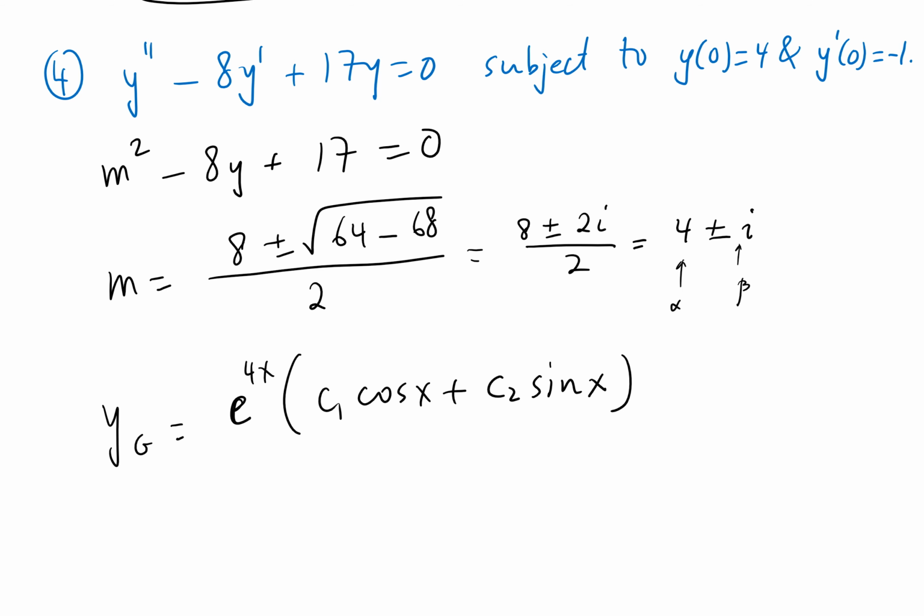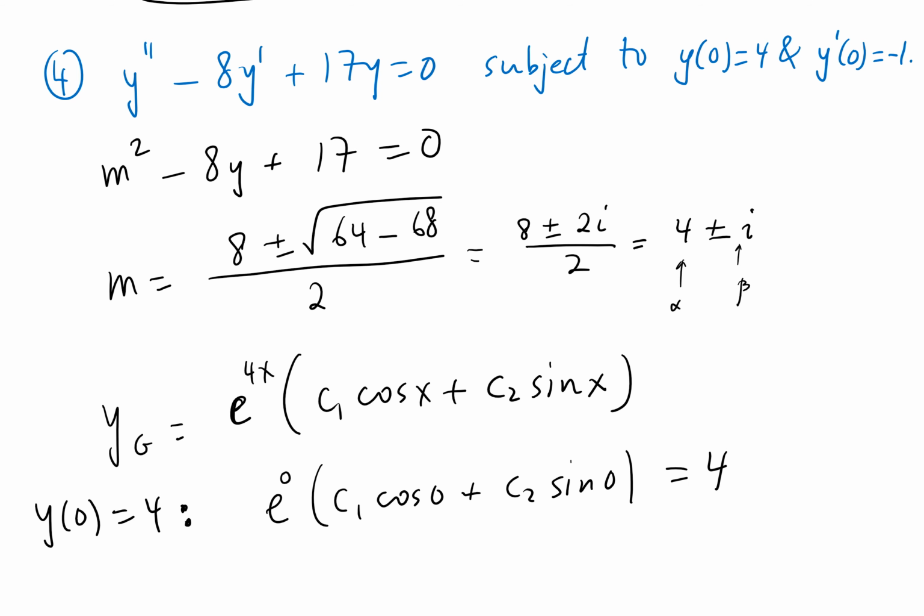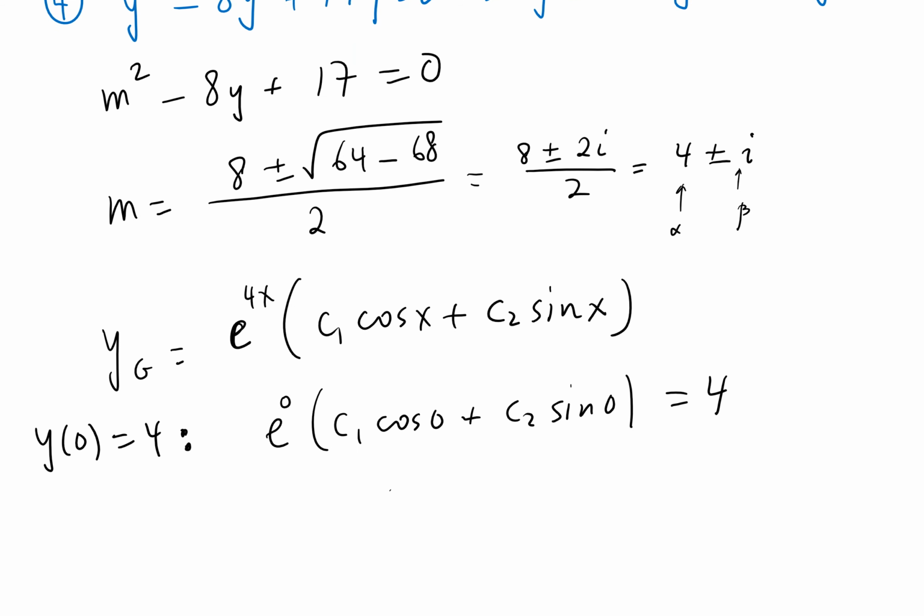But it's not done because they give us some conditions. They give us y of 0 is 4. So let's substitute x equals 0 and set this equal to 4. e to the 0 is 1. So it's c1 equals 4.